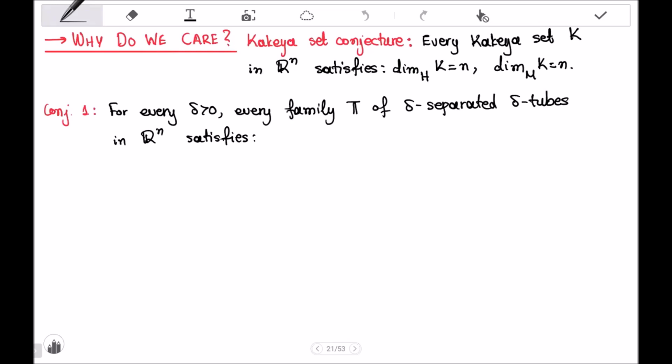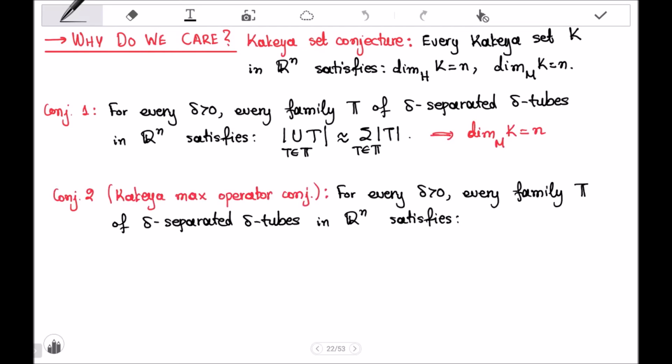So for every delta positive, we take any family of delta separated delta cubes, and we want to show that their union behaves as if the cubes are disjoint. So we want to show that the union is comparable in size to the sum of the sizes. And this would imply the Minkowski dimension is full. We didn't discuss the Hausdorff dimension though.